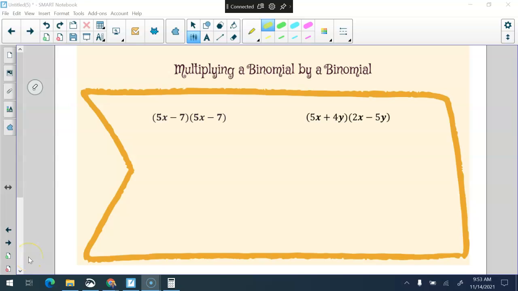I encourage you to hit pause and try these yourself, and then double check after I'm done. I will do one with a box method and one with FOIL for the distributive.